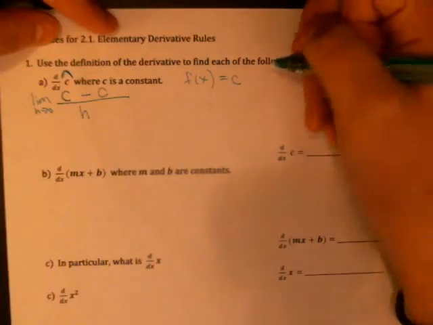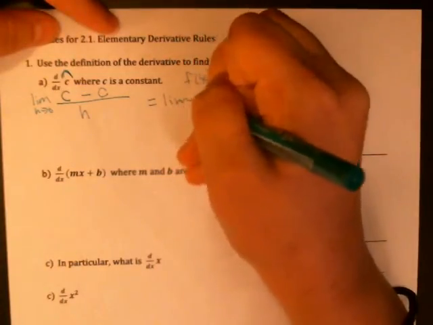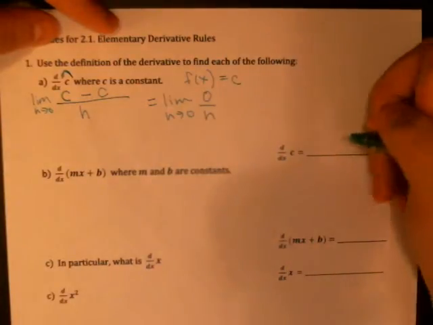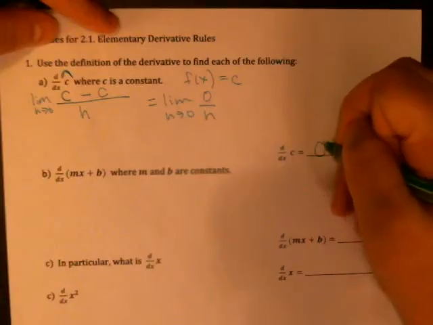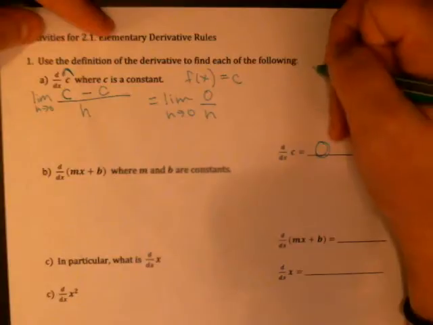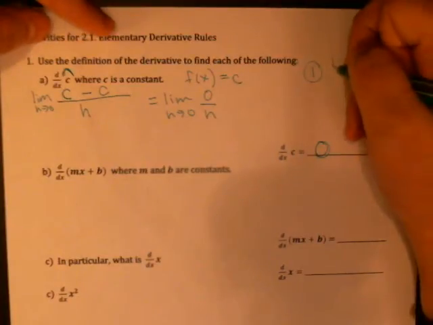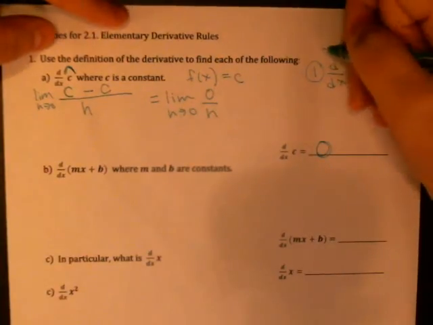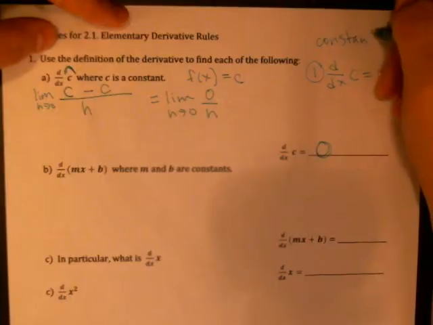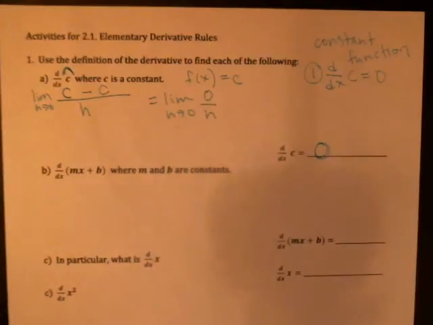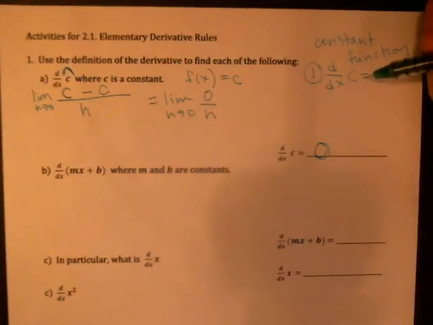And then we're supposed to divide by h. And what we get is that the limit as h approaches 0 of 0 over h is always going to be 0. So this is a rule. So we get our first rule: the derivative of a constant is always 0. So this is the constant function. Okay. Not to be confused with a constant multiplied by something. We'll do that one a little bit later.